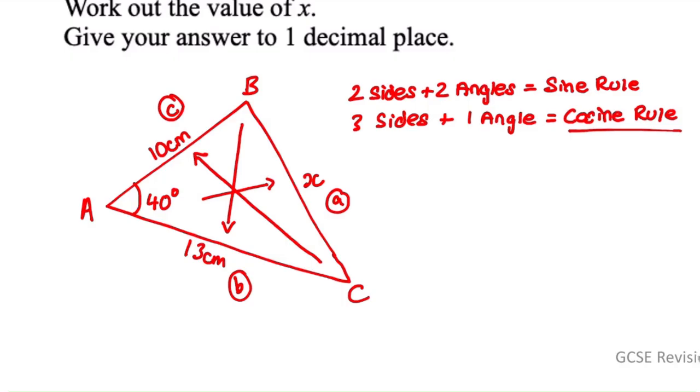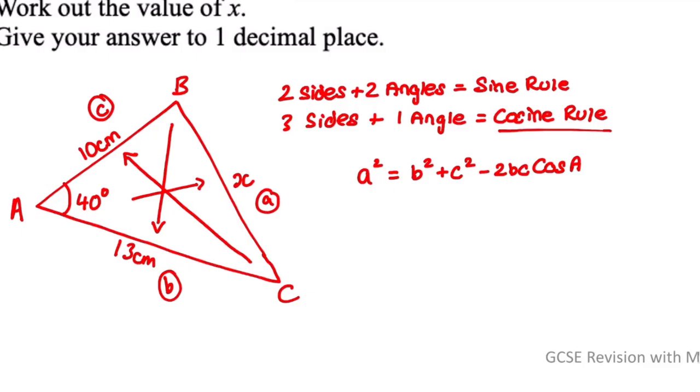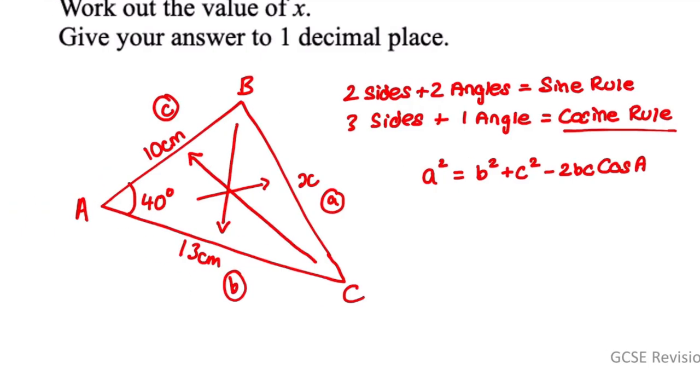Now we're using the cosine rule, so let's write down our formula. It's a squared equals b squared plus c squared minus 2bc cos A. That's our formula for the cosine rule, which you will find on the formula sheet as well. So what's lowercase a? Lowercase a is x. So let's replace the a with an x: x squared equals b squared. What's lowercase b? It's 13.